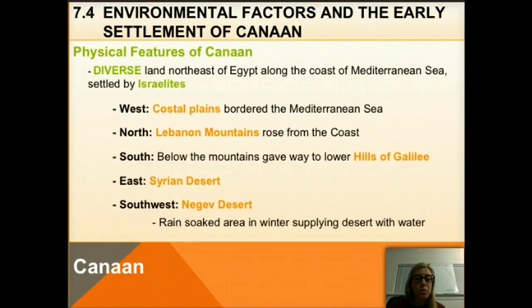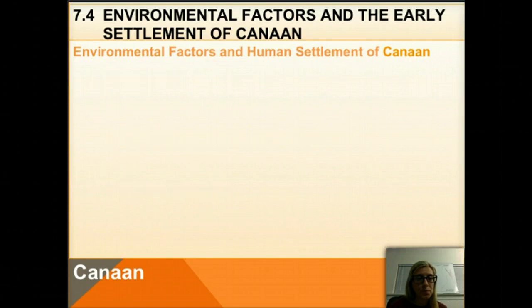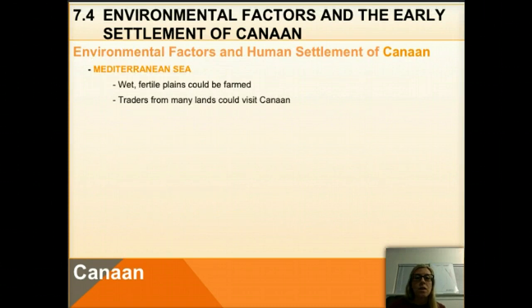While the deserts did not provide the best climate, rains did soak the Negev desert during the winter, which supplied the area with water. The Mediterranean Sea provided wet, fertile plains that could be farmed. Water was a key environmental factor for Canaan. In very ancient times, the Mediterranean Sea enabled traders from many lands to visit Canaan.